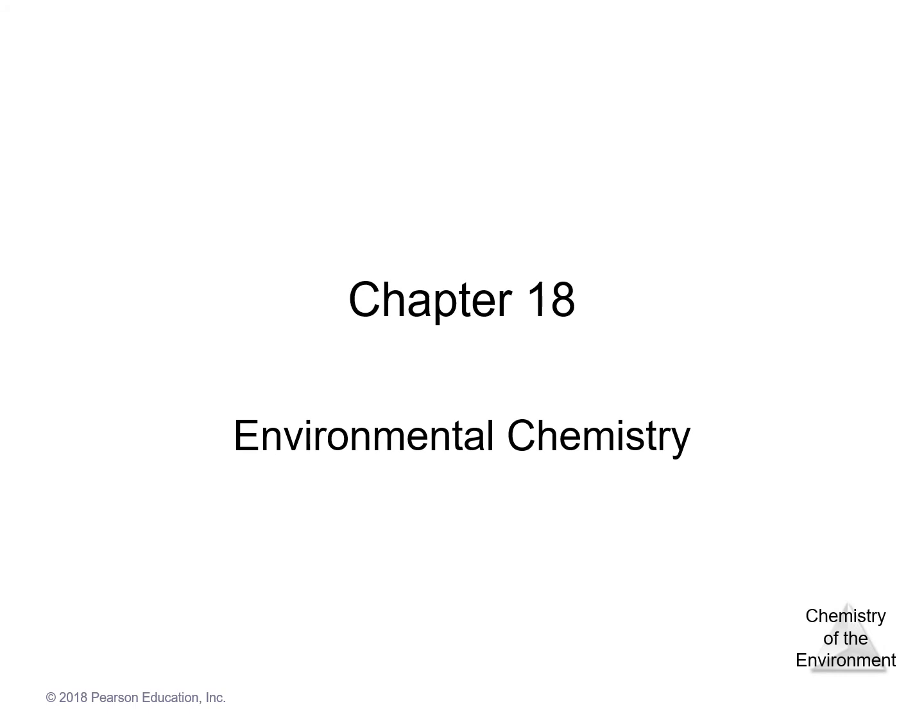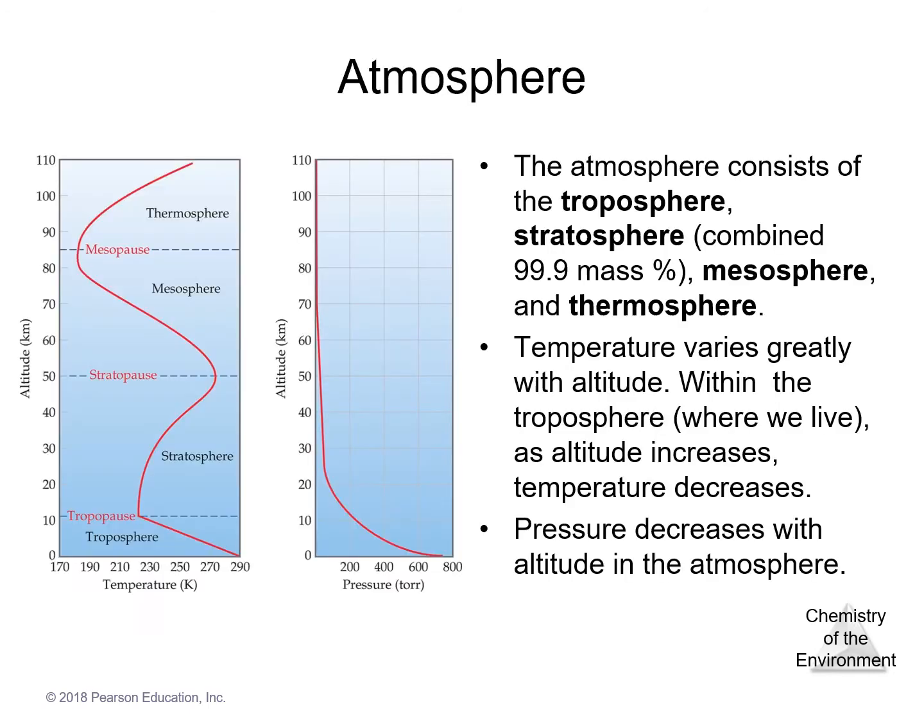Okay, guys, we're going to talk about environmental chemistry this morning, and we're going to take a look at what goes on in our environment. Now, we have what we call our atmosphere. Our atmosphere is made up of different parts. You've got your troposphere, your stratosphere, your mesosphere, and your thermosphere.